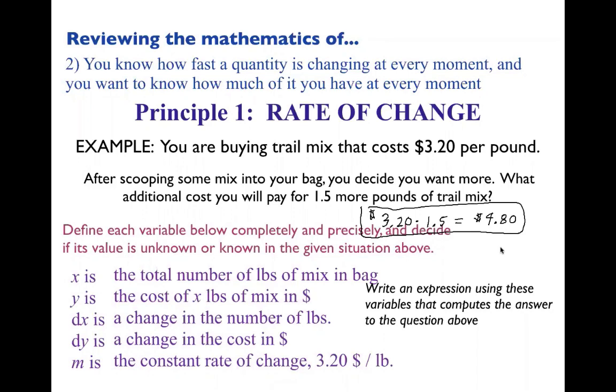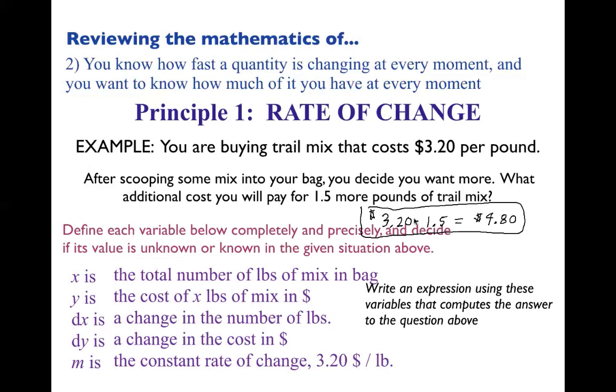Y equals mx. What do we think? Agree with that? No, because it's dx times m equals dy. Right, because these aren't totals. So x and y are total number of pounds and total cost. And these values, the 1.5 and the 4.8, are the amount of change, the amount of variation to our total.